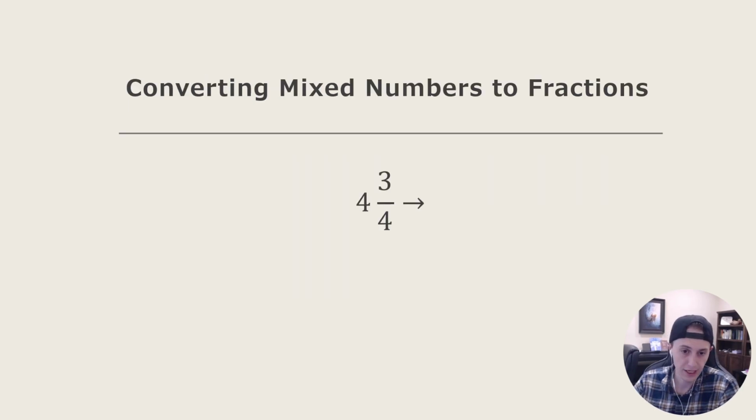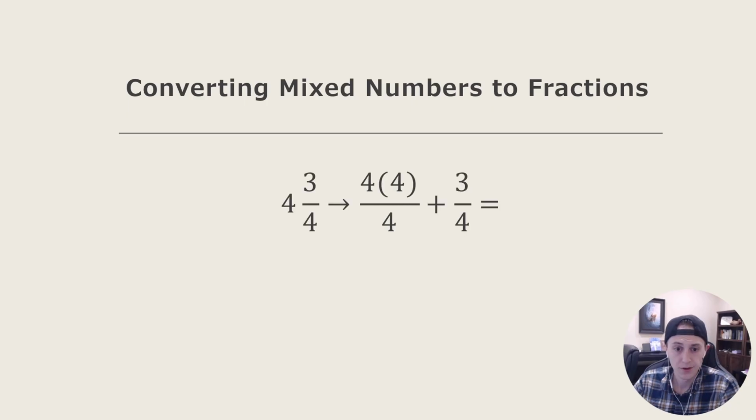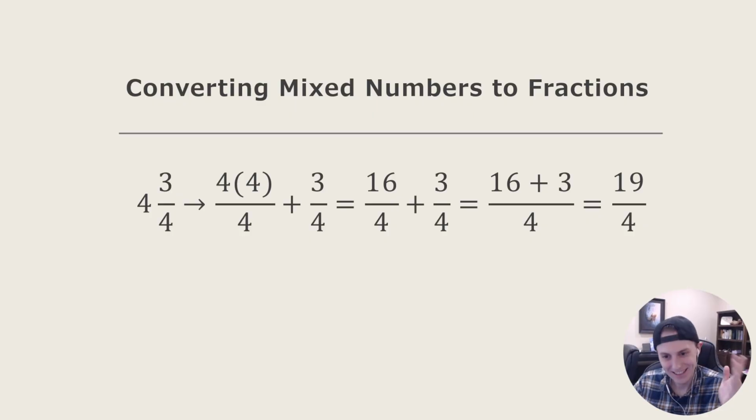Converting mixed numbers to fractions you may need to do, and all we do here is multiply the first number, the 4, by the denominator, which is 16 over 4. So you have that 4, which is really 16/4, right? That's how you got 4. And then you add it to the 3/4 that's remaining in the fraction. So you get 19 over 4. That's an improper fraction, by the way.